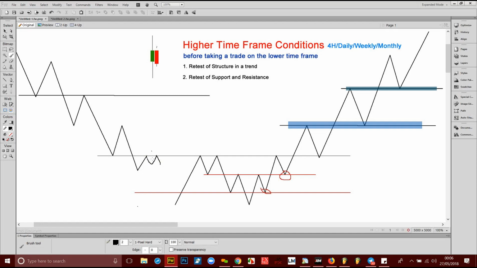So if I see something like this happen, sorry for my handwriting. If I see that drop and then retest of that zone, that place it dropped from, what am I looking for now? An engulfing candle. Remember, I'm on my 1 hour time frame.